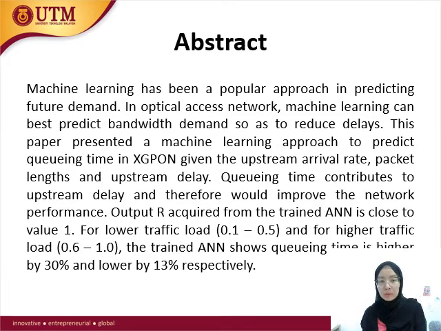This paper presented a machine learning approach to predict queuing time in XGPON given the upstream arrival rate, the packet length, and also the upstream delay. Queuing time contributes to upstream delay and therefore predicting it would improve the network performance. For the output of the trained ANN, it's perceived that for lower traffic load, from 0.1 to 0.5, and for higher traffic load, from 0.6 to 1.0, queuing time is higher by 30% and lower by 13% respectively.